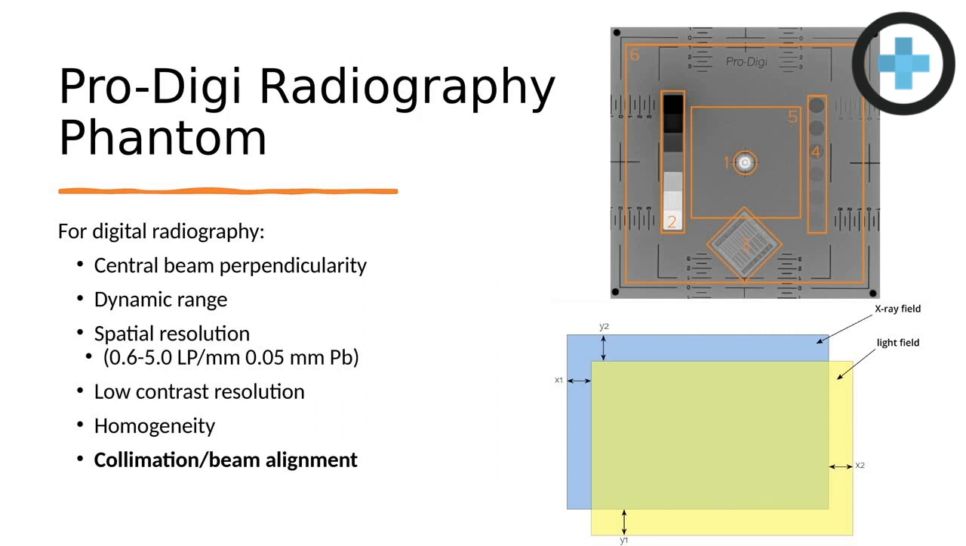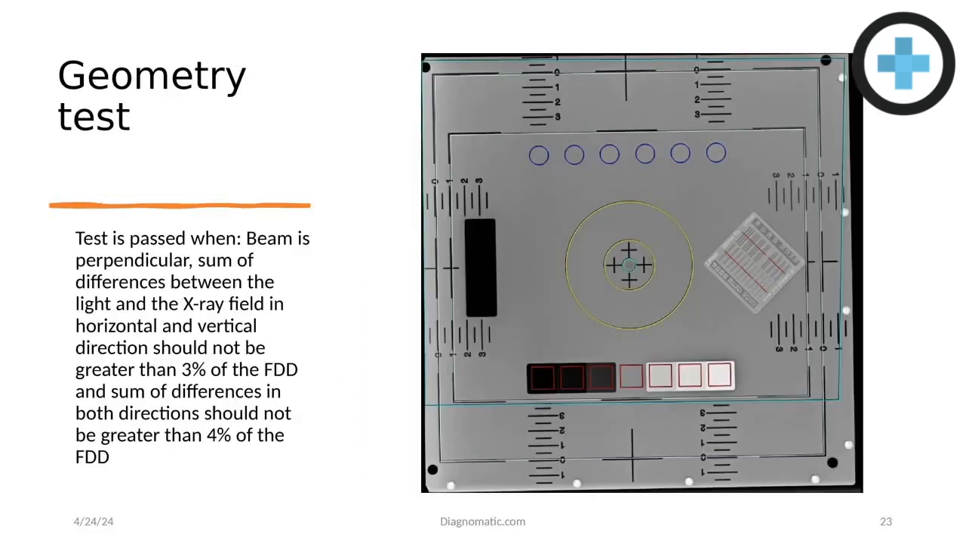And lastly, we have the collimation or beam alignment. This is measuring the distance between the light fields, here represented by corresponding markings visible in the phantom's image, and the X-ray edges in the direction perpendicular and parallel to the anode-cathode axis. One can see the scale visible in the actual phantom image. And then we have a formula to help calculate that. I'll show that here in a moment.